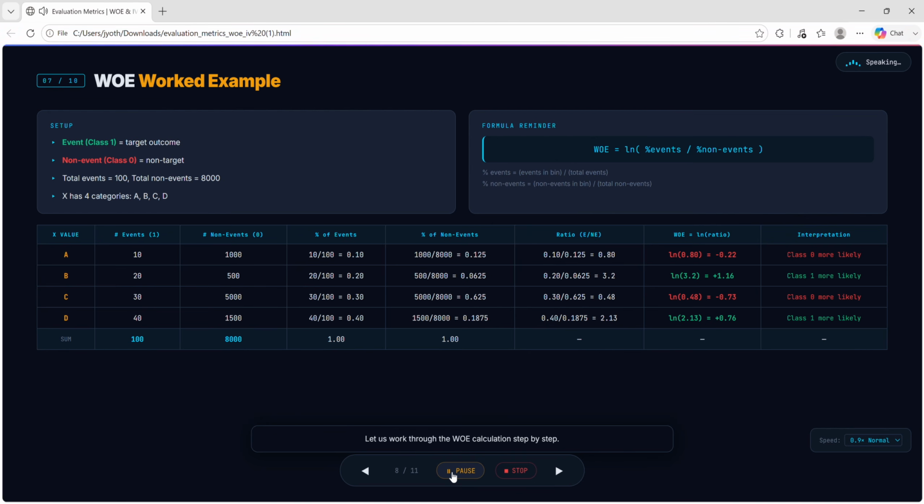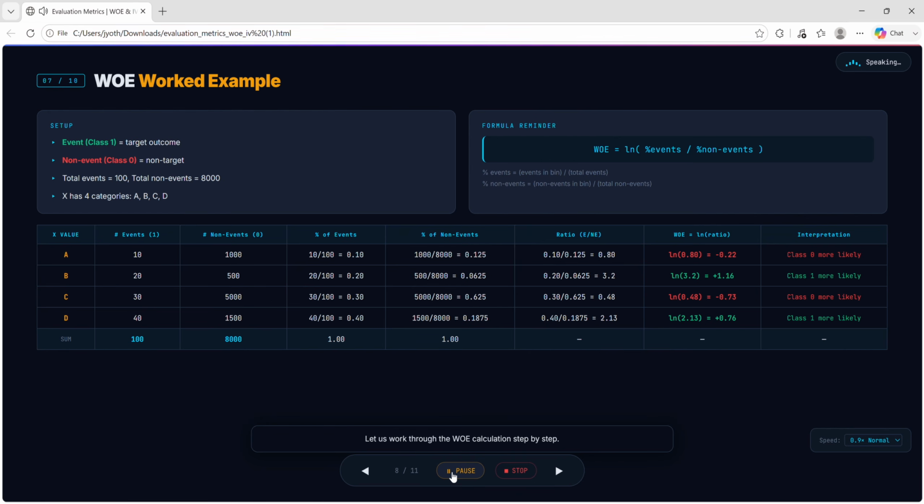Let us work through the WOE calculation step by step. We have a categorical feature x with 4 categories, A, B, C, and D. Total events, 100. Total non-events, 8,000. For category A, 10 events out of 100 gives 10%. 1,000 non-events out of 8,000 gives 12.5%. WOE for A equals ln of 0.10 divided by 0.125 equals ln of 0.80 equals negative 0.22. So category A predicts class 0.